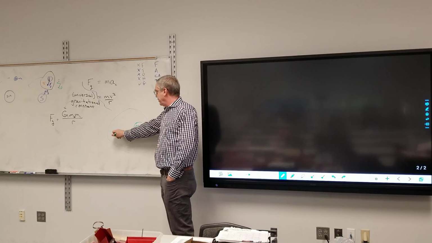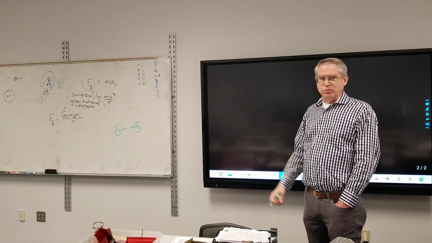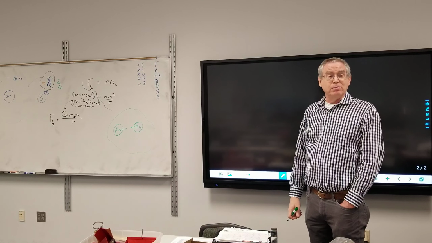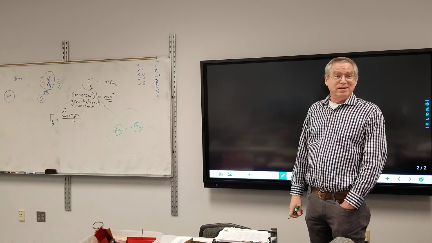Now, here's the $1 million question. How does one mass know the other one exists? It looks around with its eye of Sauron and goes, ooh, there's another mass there. Does it need to know that it's there? Pardon? It just kind of does it. It doesn't need to know there's something there. It doesn't think about it. It doesn't think. It's a rock.